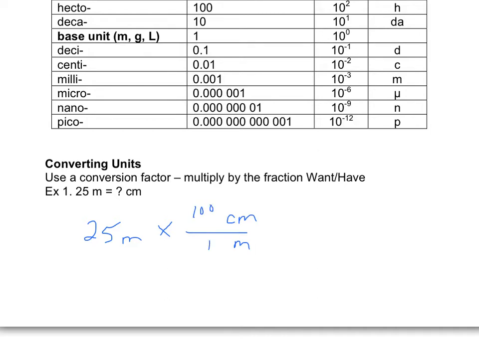Mathematically, why conversion factors work out is because the units cancel. Here I have meters divided by meters, and the only unit that I'll have left is centimeters, which is what I want my answer in. Then I will do the math. 25 times 100 divided by 1. That's 2500.